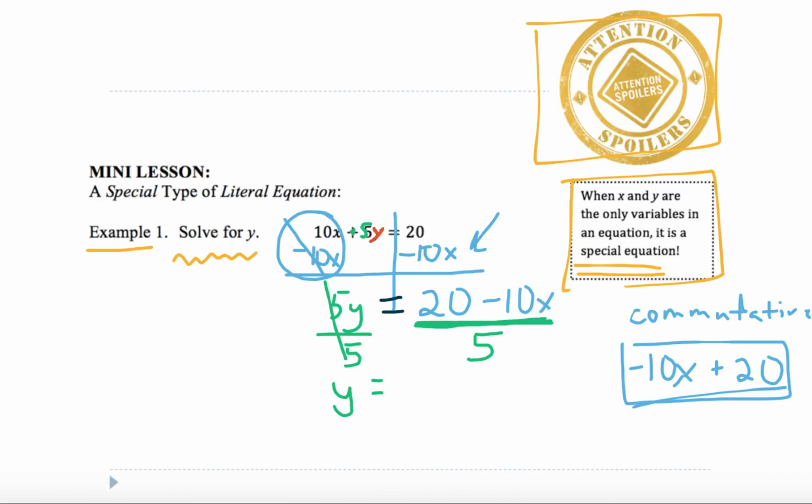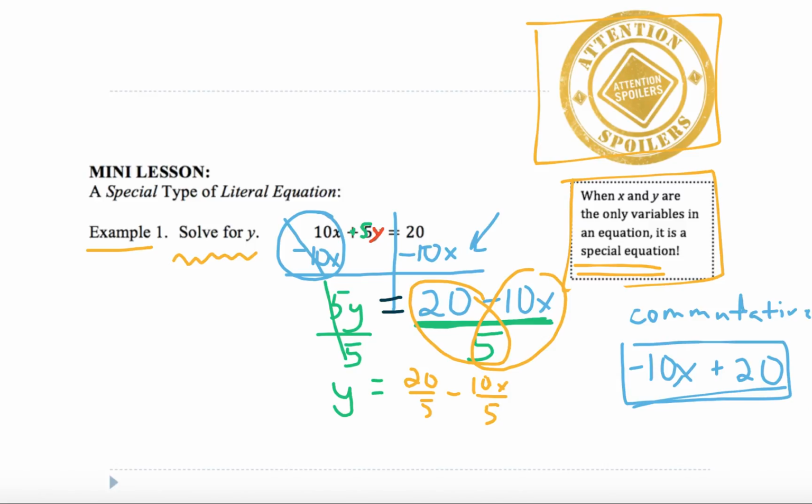Now on the right, it's technically correct to bring down things the way that we have them written currently, but we just learned a special rule, which we're going to use here, which says that we can divide 20 by 5 and negative 10x by 5, and that these are equivalent to the expression we had above.